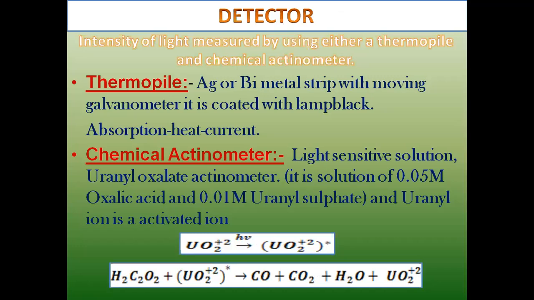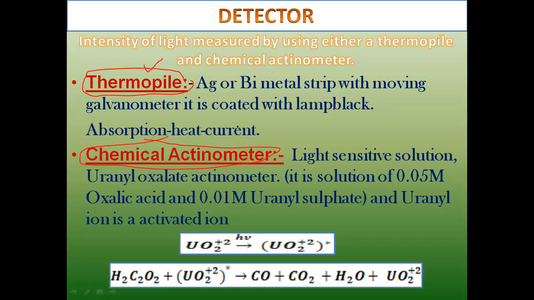Yes, sir. Okay. So next, a different type of detector. The intensity of light can be measured by two methods. One is a thermopile, एक thermopile आहे, and the second one is a chemical actinometer. Let me see them one by one. So first is a thermopile.